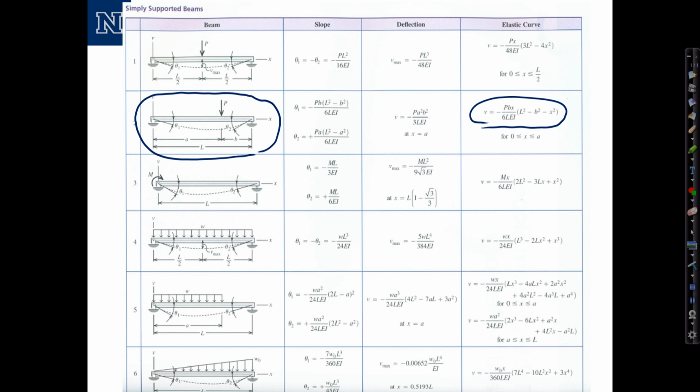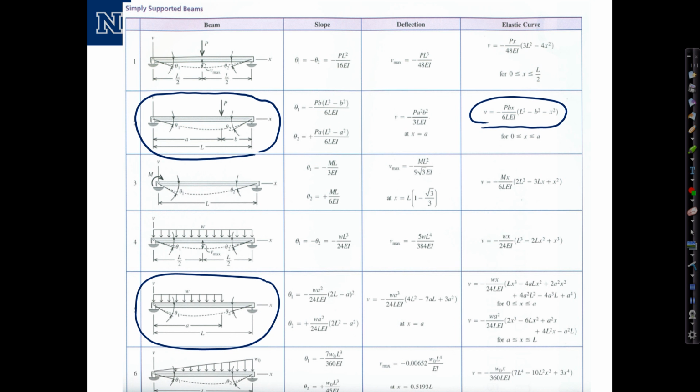Which load case do we want? We want a distributed load acting over part of the beam. Okay, so this is the load case we want right here. We can evaluate deflection directly at the transition, but that's not what we want here. Notice there are two equations, one for x less than a and one for x greater than a.